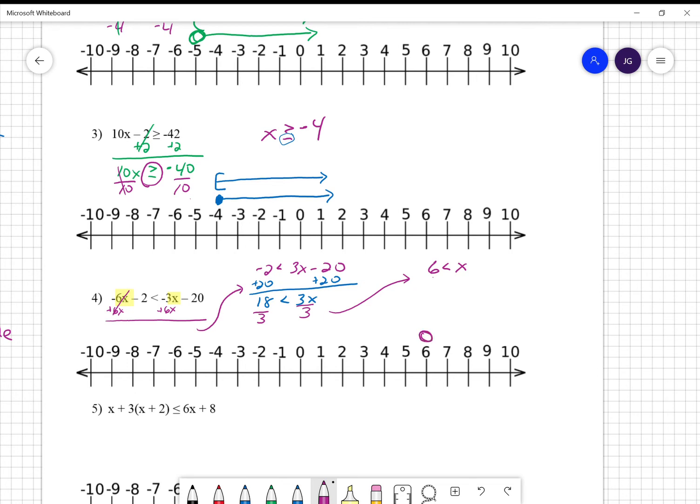If 6 is smaller than my answers, that means all my answers should be in this direction. If it helps you to rewrite this, 6 is less than x means x is bigger than 6. This is easier to graph because greater than goes bigger. People seem to understand that easier, but it only works that way when x is on the left side. If you like parentheses instead of open circles, that would be a curved parenthesis to the right.